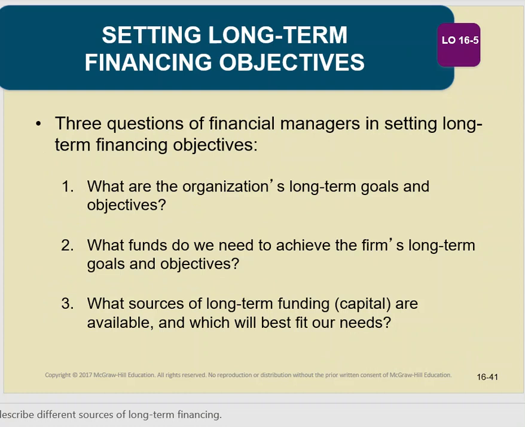Now let's spend a few moments looking at long-term ways of financing operations. Before you do this, you should answer 3 important questions. 1, what are the company's long-term goals and objectives? 2nd, once we've identified that, what funds do we need to achieve the firm's long-term goals and objectives? 3, what sources will be best available to meet those goals and objectives?